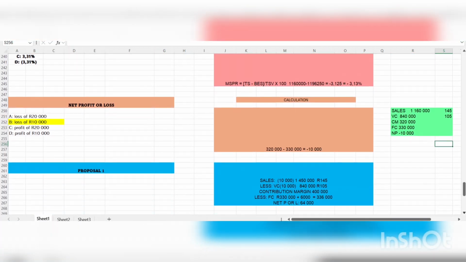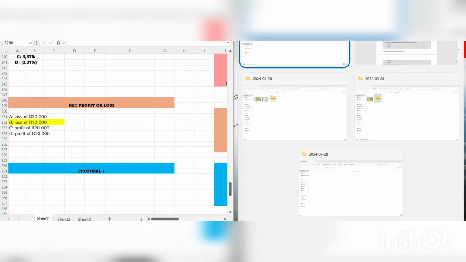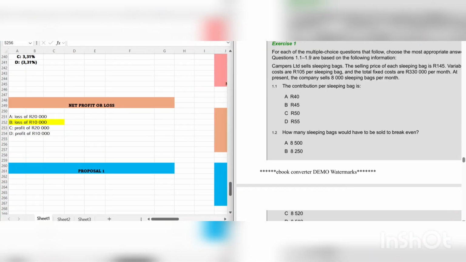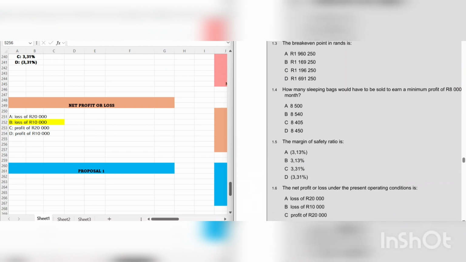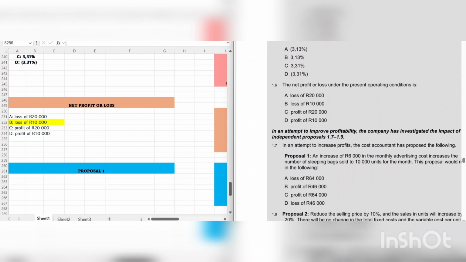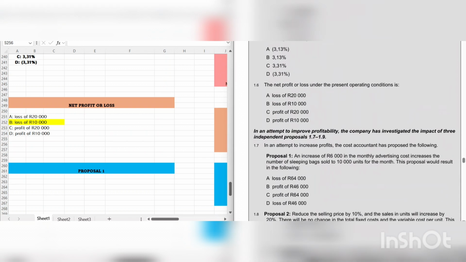Okay, so the next thing they ask us to do is to do proposal number 1. So let's go through this together. I want to show you the information. For proposal number 1, it tells you here that you have an increase of 6,000 in advertising cost, and you've now sold 10,000 units. Okay, so you have two new things.